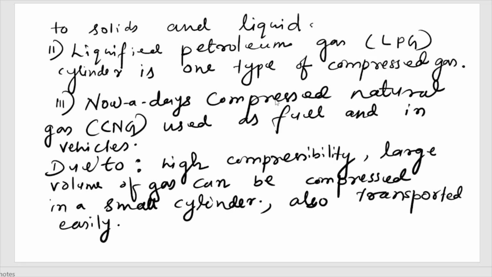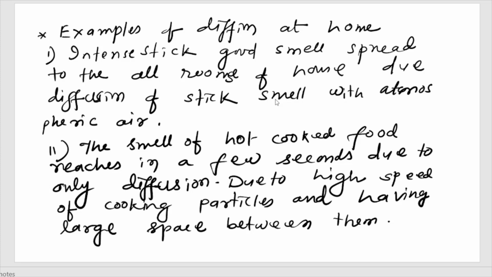ये high compressibility, or large volume of gas can be compressed. High compressibility because the space between the particles is high. Large volume of gas can be compressed by the help of pressure to a small cylinder. If you put a large volume of gas in a small cylinder, then what is the benefit? It can be transported. इसको ट्रांसपोर्ट किया जाएगा। सपोज तुमको ट्रांसपोर्ट करना है दिल्ली से आसाम, गुवाहाटी, then it is easy. You give compression into a small cylinder. A large volume of gas can be compressed and can be transported easily.